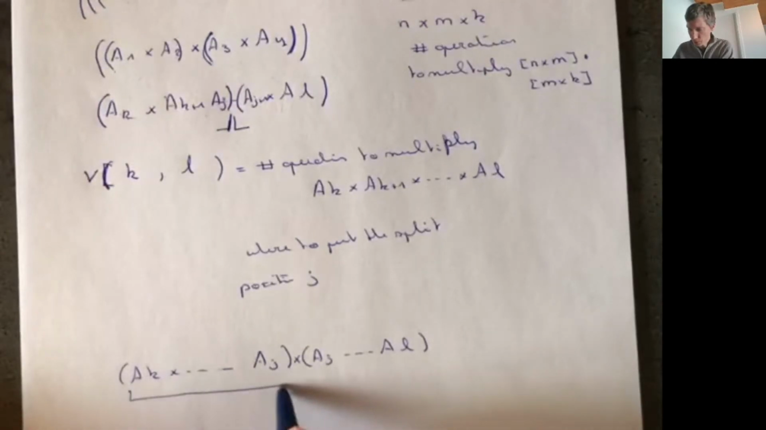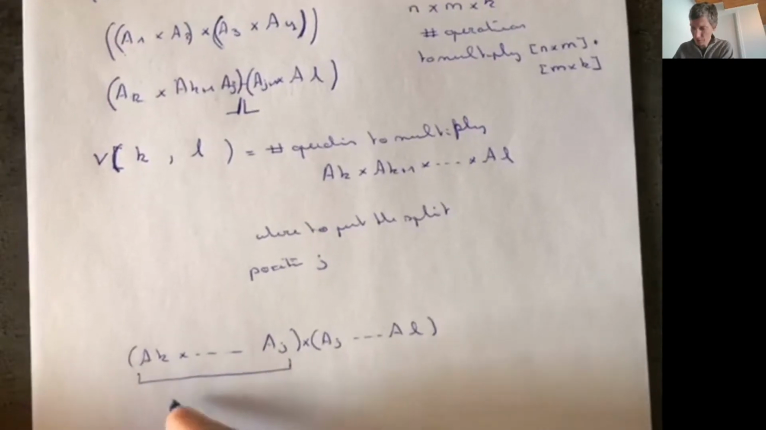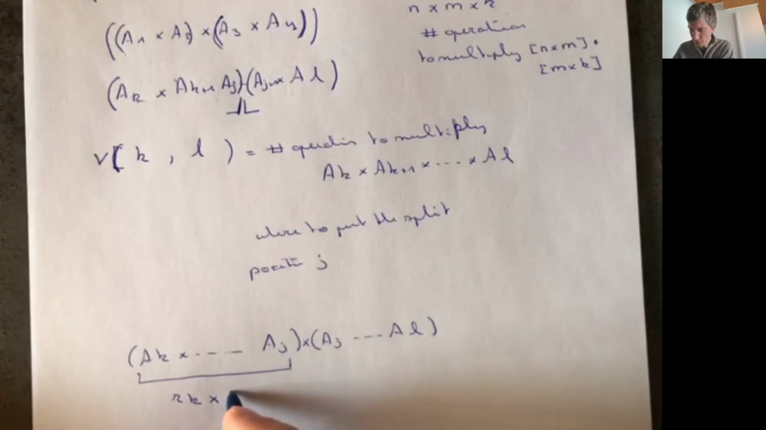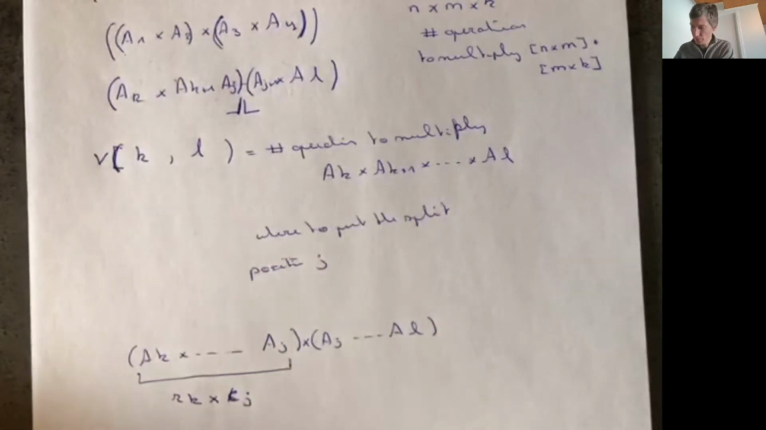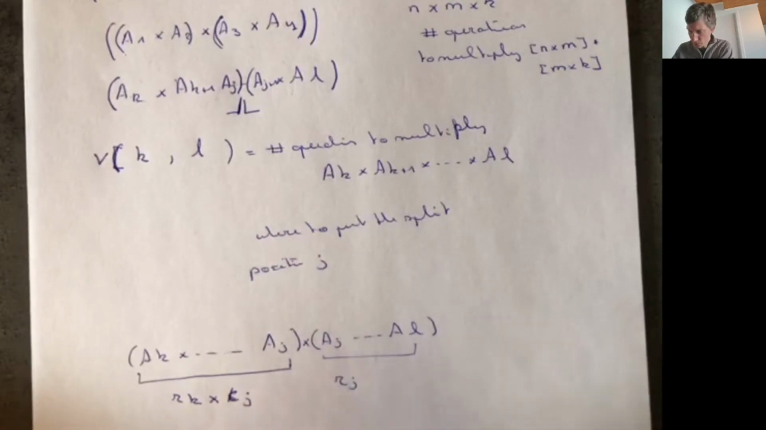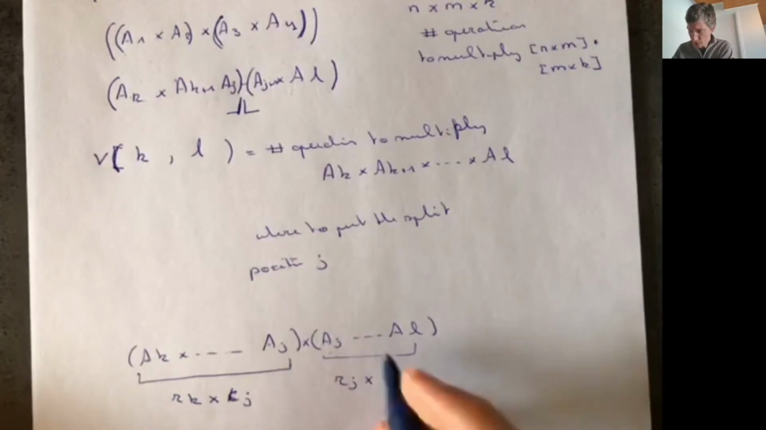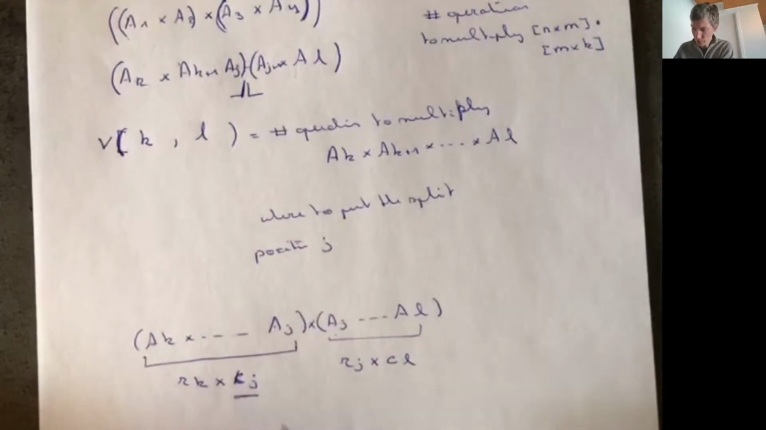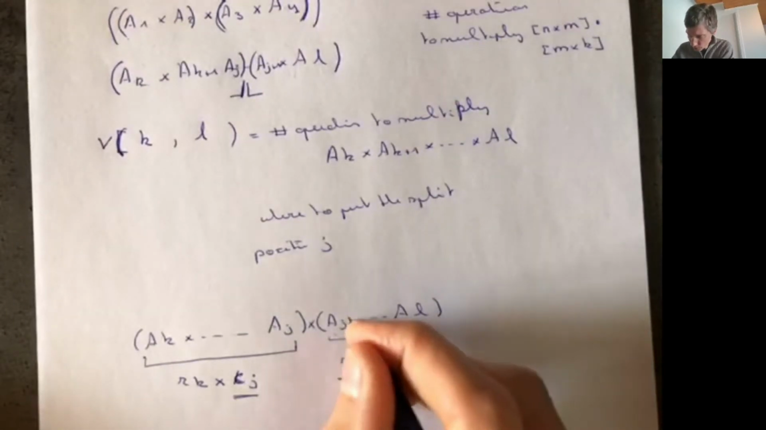This will be a matrix of size the rows of matrix K times the columns of matrix AJ. And then this will be a matrix of size the rows of matrix AJ plus 1, and the number of columns will be the columns of matrix L. And of course, the columns of matrix J will be equal to the rows of matrix J plus 1. This should be J plus 1. Sorry.